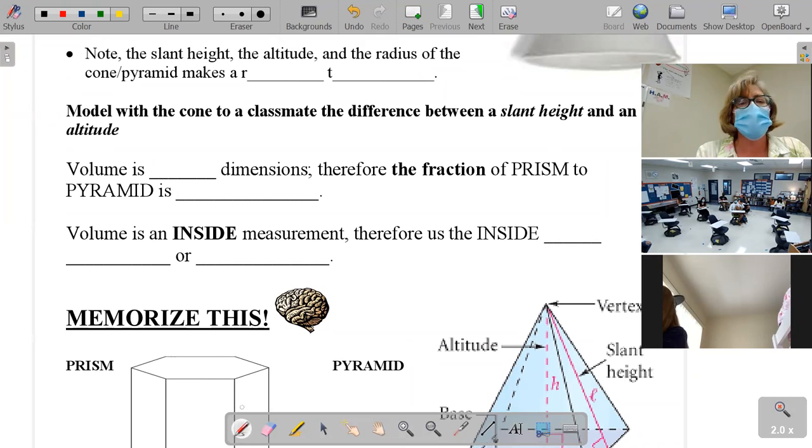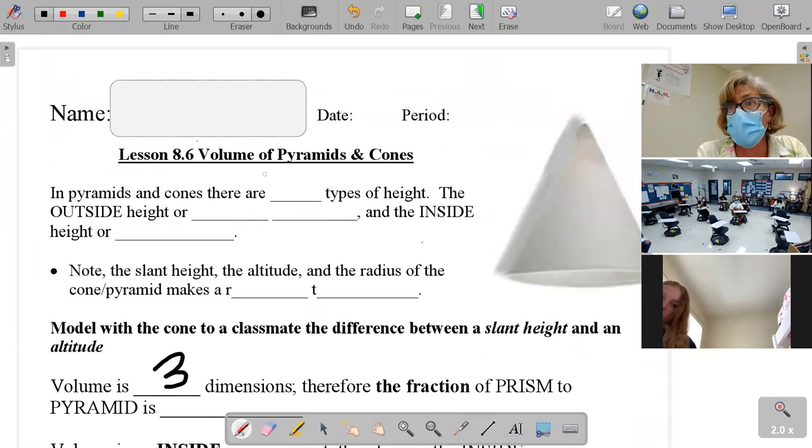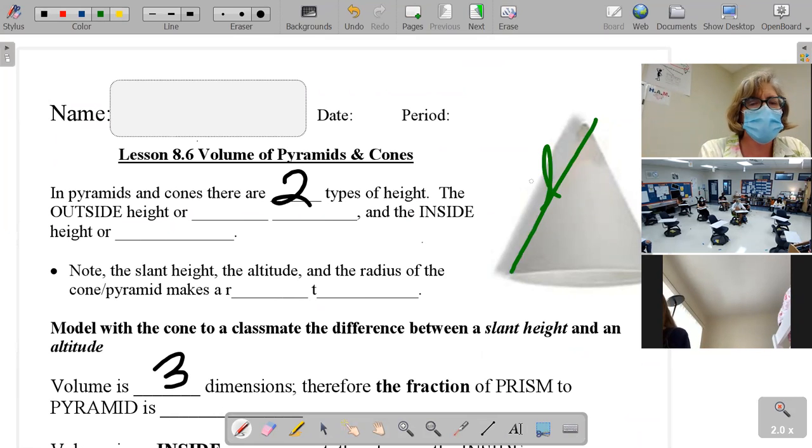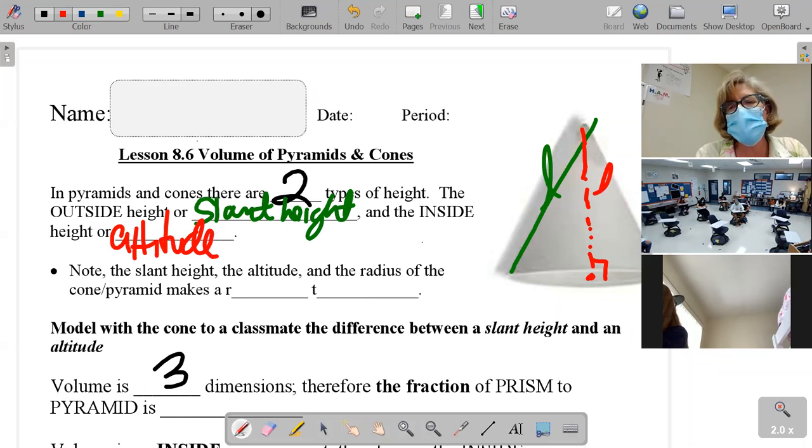Volume is how many dimensions? 3 dimensions. Pyramids and cones have how many heights? 2 heights. And the 2 heights are the outside slant height, which we use a cursive L to represent in equations, and the inside height. It's dotted theoretically, and it goes to the middle at a right angle, also known as the altitude. We use an H for that because H always creates a right angle.